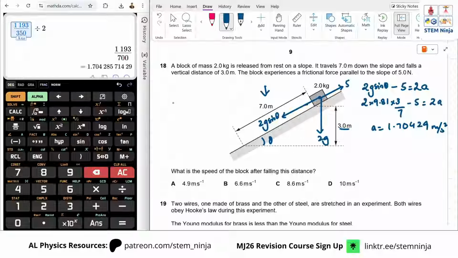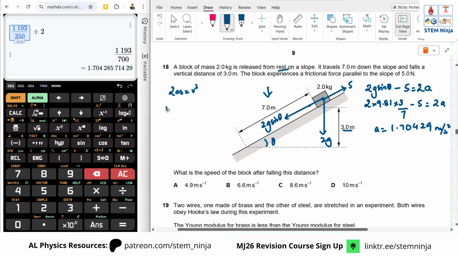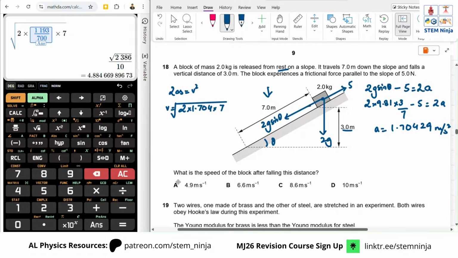The object is falling this distance, and acceleration is this. It's falling from rest, so 2as, V squared would be the answer because U squared is 0. So V would be, oh sorry, square root of 2 times 1.704 times 7, whole under root. So we are going to do 2 times answer times 7. So 4.884, that is our option A.